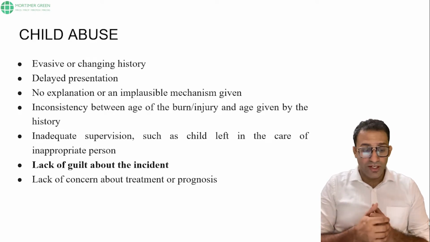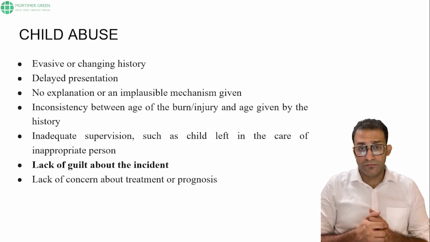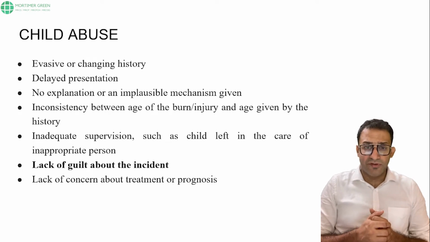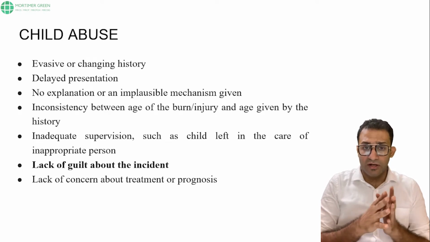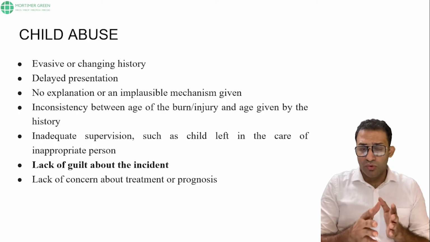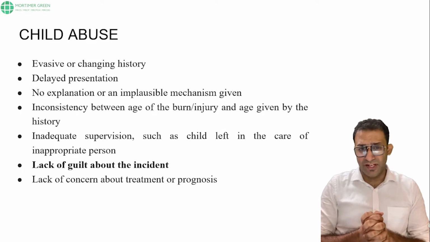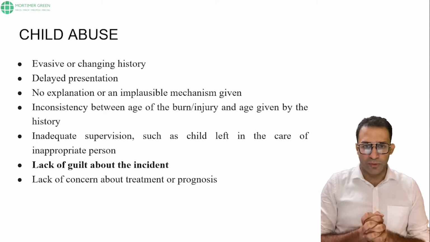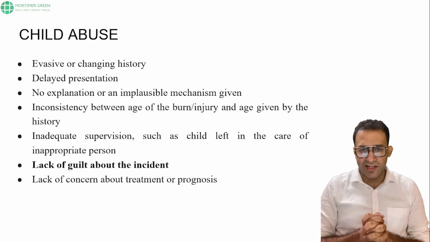Inconsistency of the age of the injury or the burns. History of the child being left with a supervisor or a carer who appears to be suspicious. Lack of guilt. They might try to act guilty, but they usually end up failing. These abusers are usually psychopaths, and they really don't have any sort of care for the child. Lack of concern about treatment or prognosis is also seen.